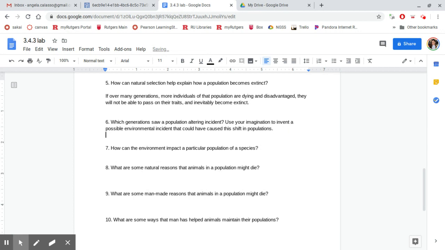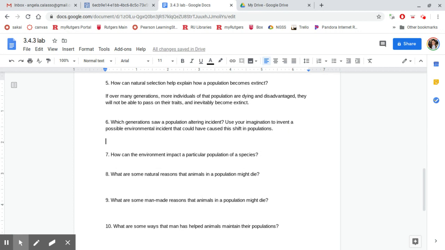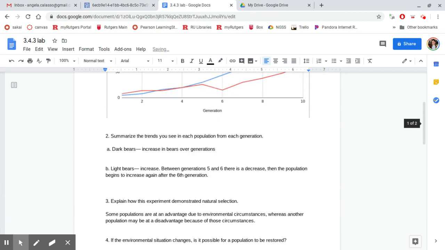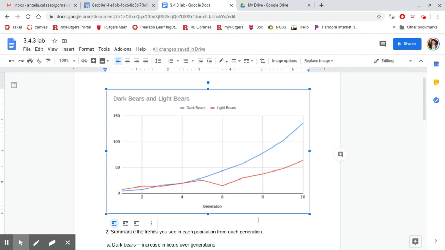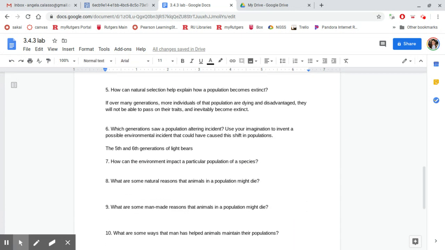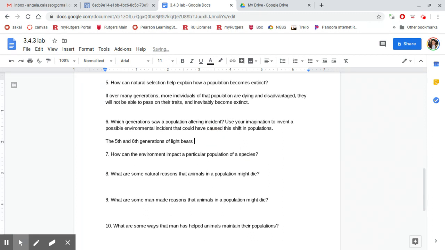Which generation saw a population altering incident? Use your imagination to invent a possible environmental incident that could have caused a shift in populations. So I kind of just already said this for you guys. So which generation saw? We talked about this. So the 5th and 6th generations of light bears, right? Because we could see that up here. We see this drop between the 5th and 6th generation, right? So we could say that they were affected.